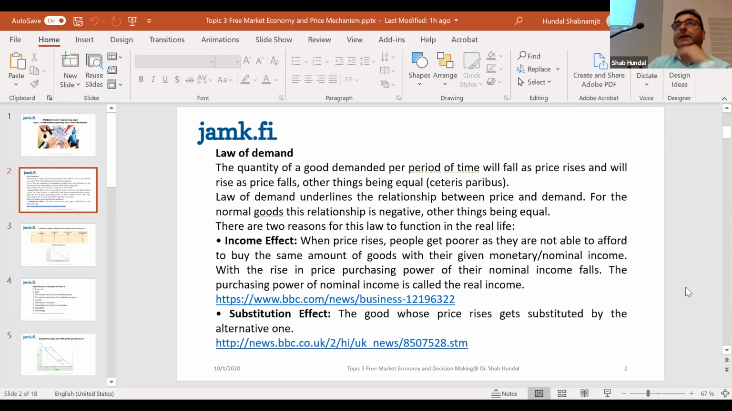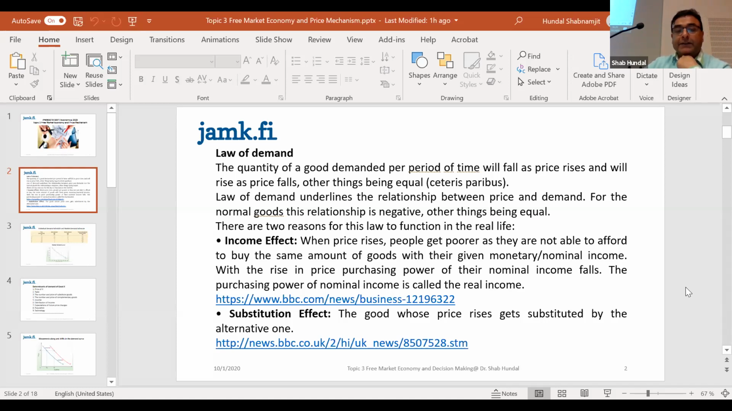Why so? Because your real income has gone down. Real income means that even though your monetary income is the same, you had 100 euros last week, you have 100 euros this week as well, the 100 euros which you had last week were more valuable than the 100 euros you have now. Because of the higher price this week, the 100 euros are able to command less power over products and services. So the first thing is the income effect.